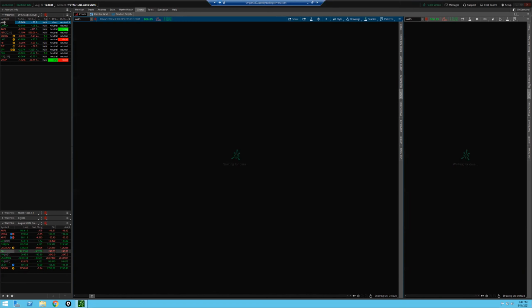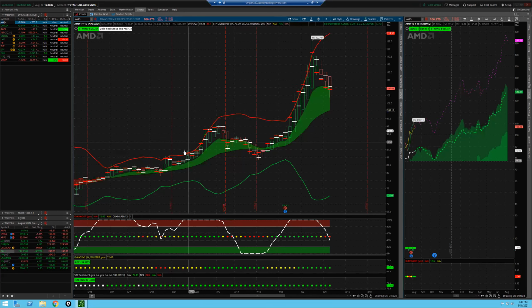Let me just bring up some other examples. So like AMD, okay? So AMD, you can see here on the daily time frame, it changed back to green on May 28th, okay?